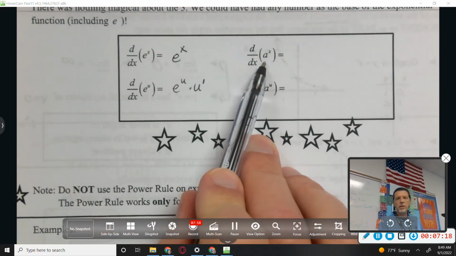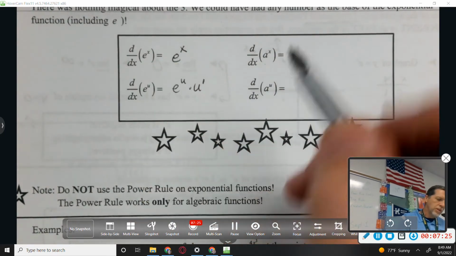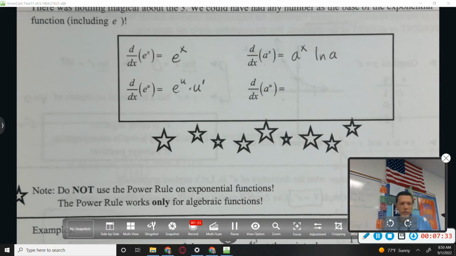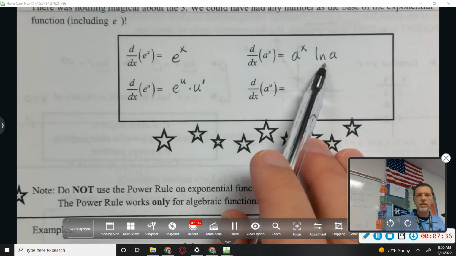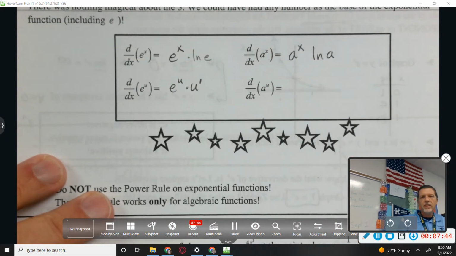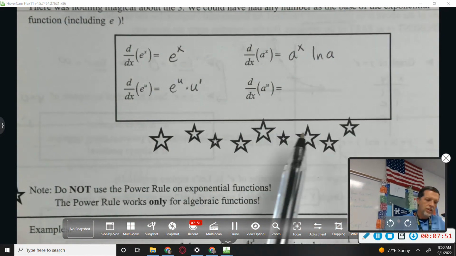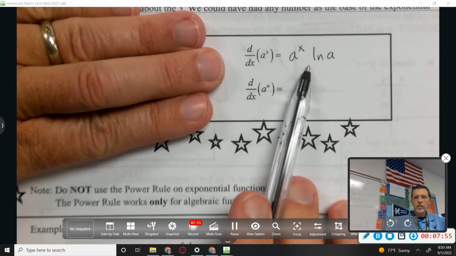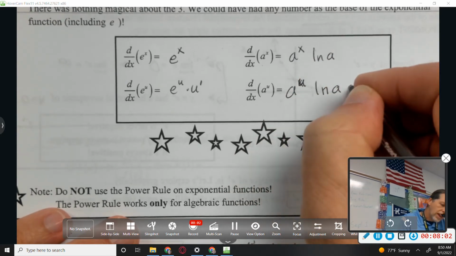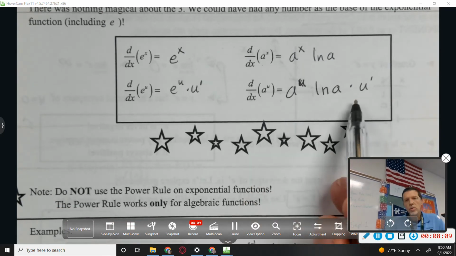But if we have a different number, a different base, so if we have 3 or 4 or 7, then it works pretty similarly. So it's still a to the x, but we have to multiply by the natural log of whatever the base is. You can kind of see that that's true here as well, but if you multiply by the natural log of e, that's 1, and that's why we don't ever write that, because it's not necessary. But it wouldn't be wrong. So if you wanted to remember one rule, you could just remember this rule. Actually, you'd remember the next rule. A to the x, a to the u, natural log of a times u prime. So the natural log of a, because our base is not e, u prime for the chain rule.